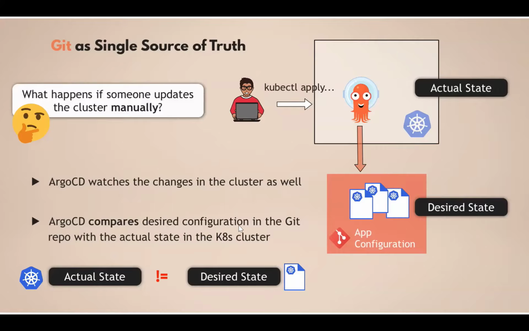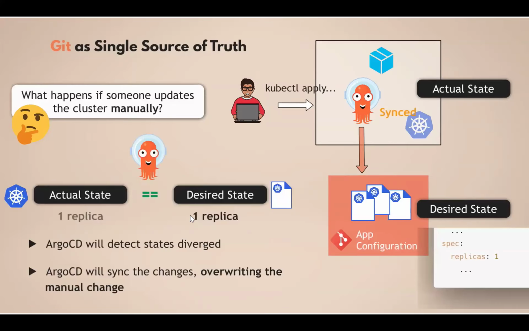So Argo CD compares the desired configuration in the Git repo with the actual one, and based on the desired state, it will create the environment like that. So even if someone comes and does manual overwriting, Argo CD will sync the changes again. So it will go back from 5 to 3. Okay. So Argo CD will detect that the state diverged, and Argo CD will sync the changes, overwriting the manual changes that this person made, and will bring it back to the same replica count that was actually mentioned in the config files.